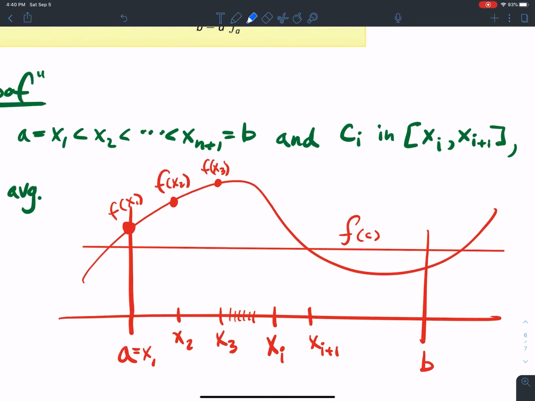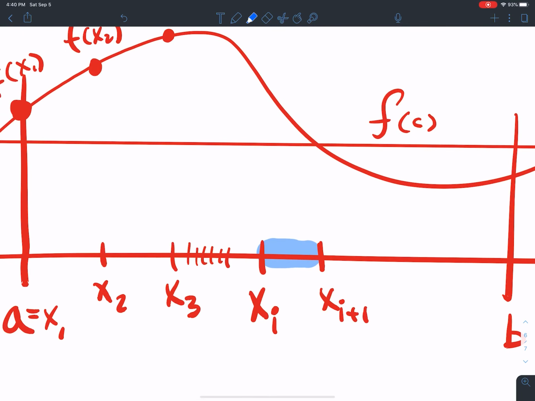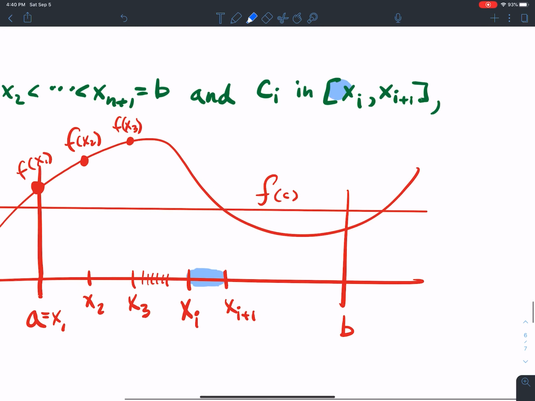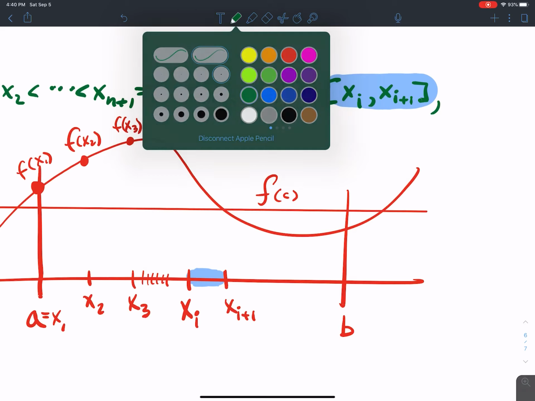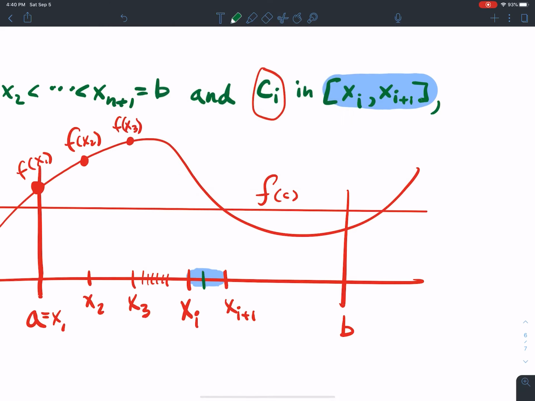So what I'm focusing on, people, is this interval right here between xi and xi plus 1. That's what this represents. I want to find some ci in between there. Now, I don't care where that ci is located as long as that ci is doing its job, right? It's between xi and xi plus 1. So it's just some random ci in that ith interval. And whenever I plug that in, I get f of ci, okay?